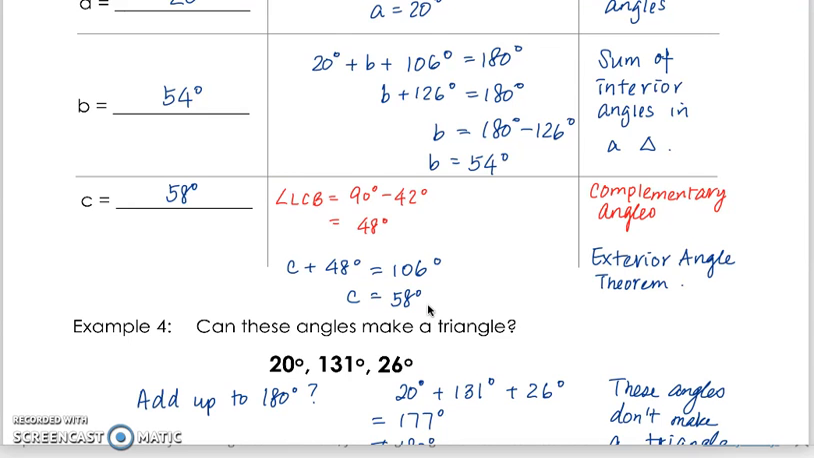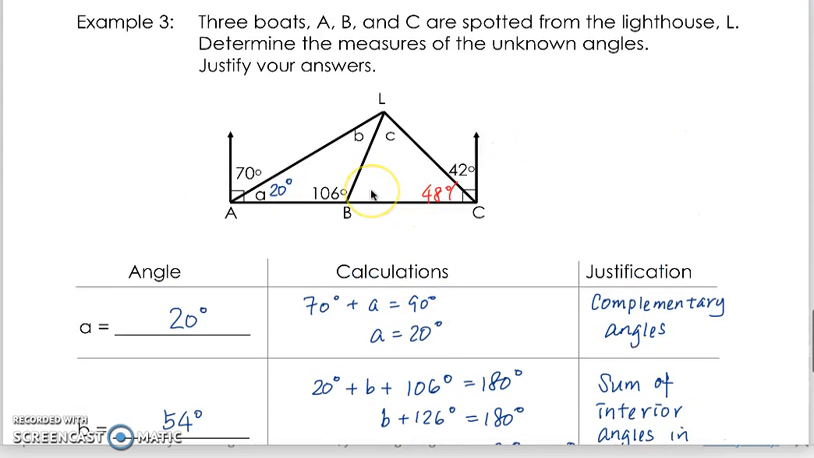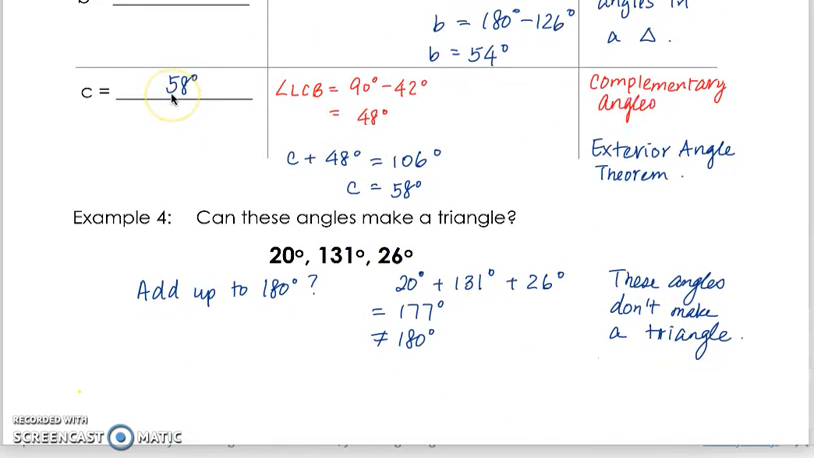If you don't choose this method, there is an alternative, which is to find the angle next to 106 degrees because it will add up to 180. And this angle should be 180 take away 106, which is going to be 74 degrees. And then 74 plus 48 plus C is 180. So that will give you the exact same result.